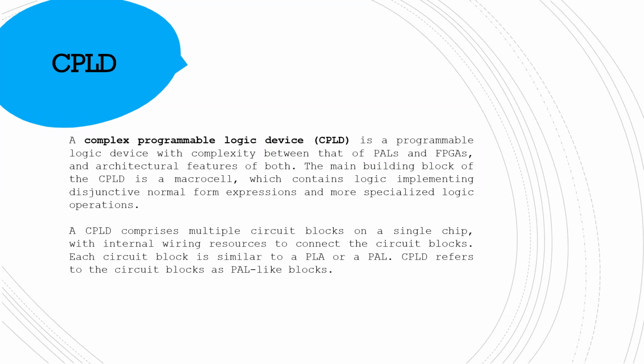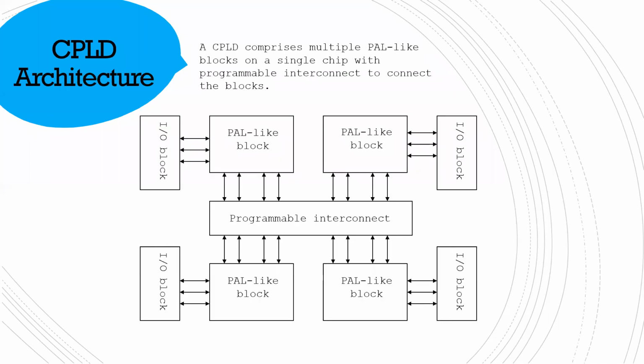Okay, so you read this. I'm not going to read this. I'm going to show you this. Okay, this is the architecture. The architecture says a CPLD comprises multiple PAL-like blocks on a single chip with programmable interconnect to connect the blocks. That means one CPLD has multiple PAL-like blocks, multiple PALs, and each has its own input-output block.